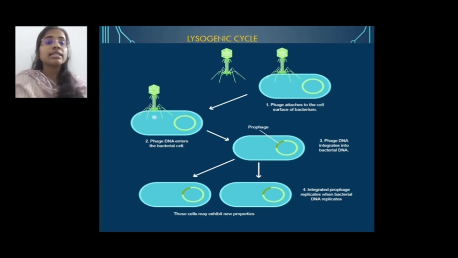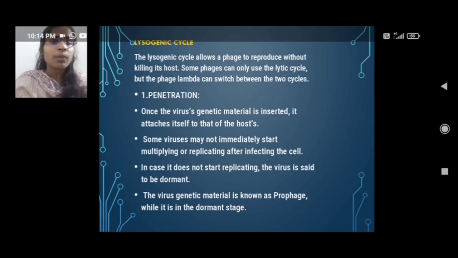Next, the second cycle is the lysogenic cycle. Here also we can see a cyclic procedure. The first step is that the phage attaches to the cell surface of a bacterium. The second step is that the phage DNA enters the bacterial cell. Then the phage DNA integrates into the bacterial DNA. The fourth step is that the integrated DNA is propagated.